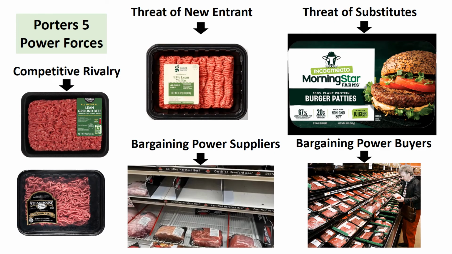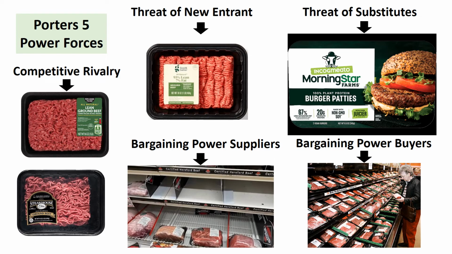For the micro-external analysis, Porter's 5 power forces may be useful for some teams to use. Here, the 5 forces are laid out as the competitive rivalry that exists for the company, the threats of new entrants, the threats of possible substitutes, the bargaining power of suppliers, and the bargaining power of buyers. If we use the simple example of ground beef, it is easy to see how this model might be useful.